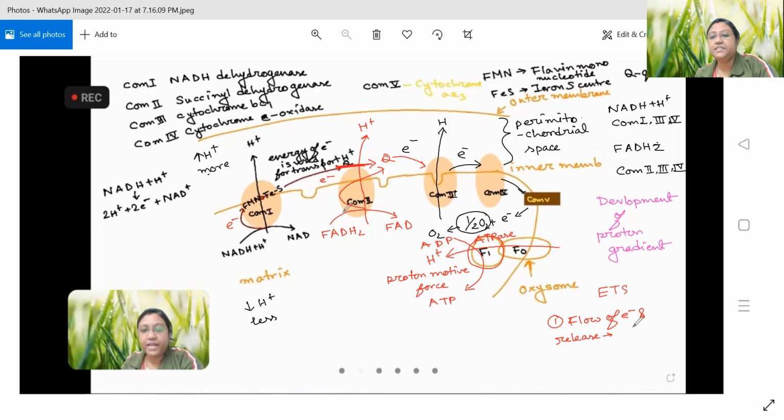So this energy is used for what? This energy is used to move protons outside, so it will send proton from matrix to perimitochondrial space. Okay. Second incident, which is equally important, there is proton movement and gradient.